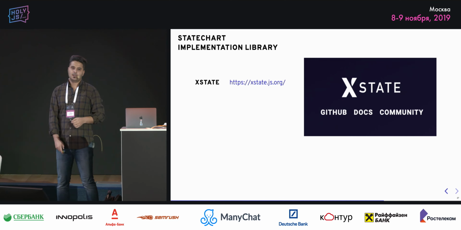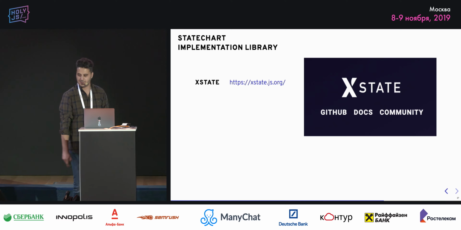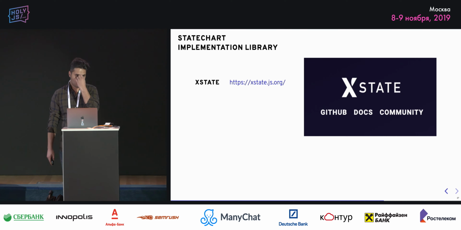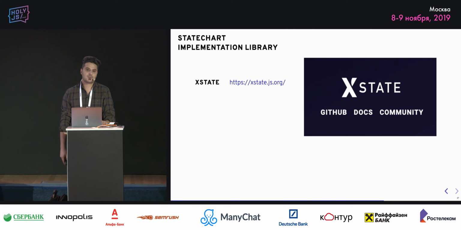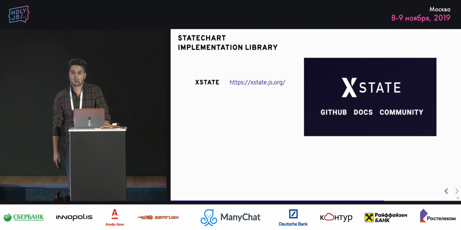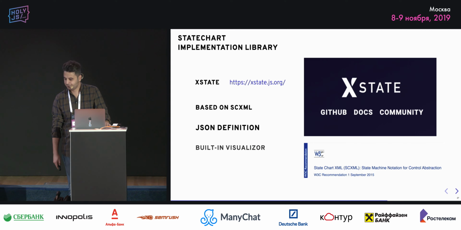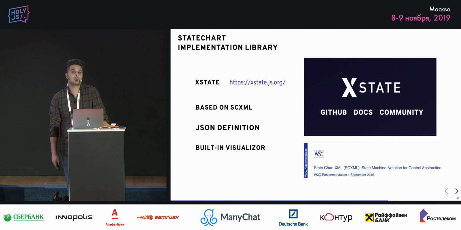But today, I'm just going to use XState, a library developed by David Khourshid, which is one of the implementations of statecharts for JavaScript. There is also a lighter implementation called Robot, but we're not going to use that today. We're just going to use the JSON-based definition of XState, which is based on the SCXML standard. And it has a built-in visualizer, so I can actually show you the complexity of the things we're going to live code today.